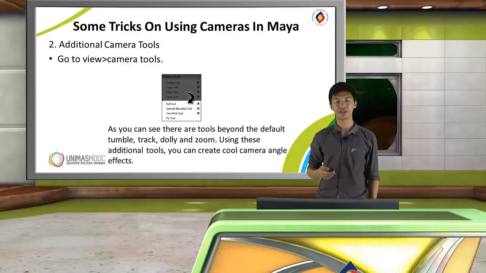Second, additional camera tools. Now you go to View, Camera Tools. As you can see, there are tools beyond the default tumble, track, dolly, and zoom. Using these additional tools, you can create cool camera angle effects.